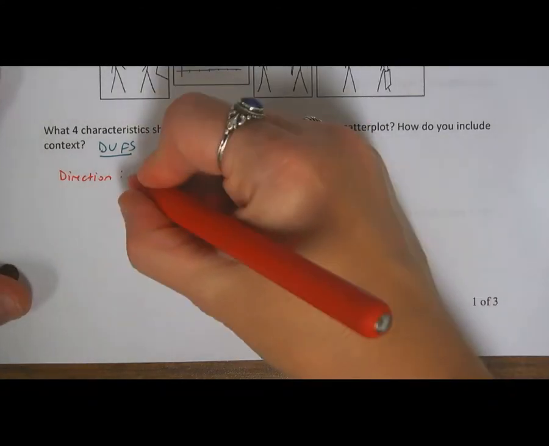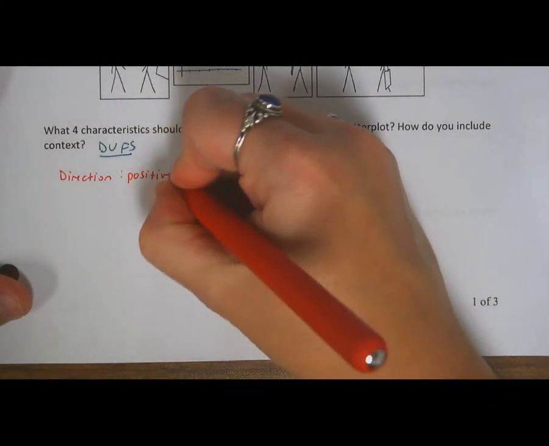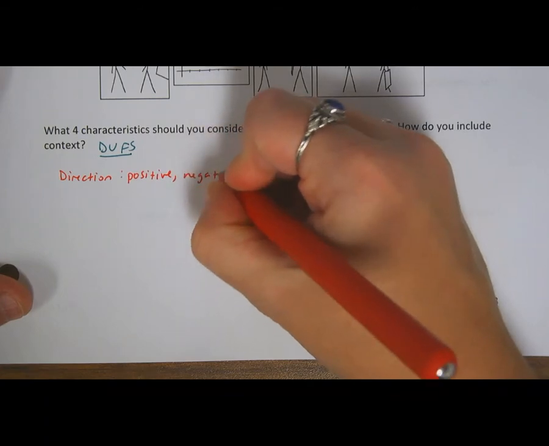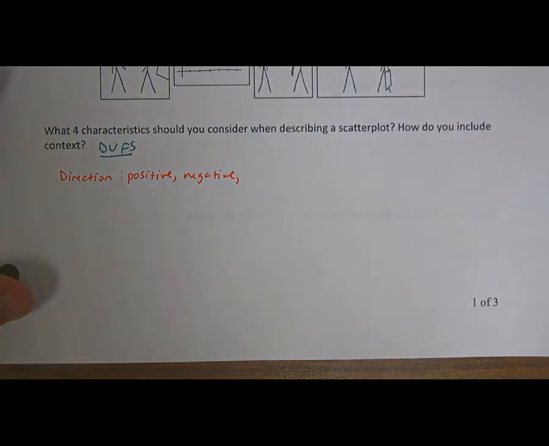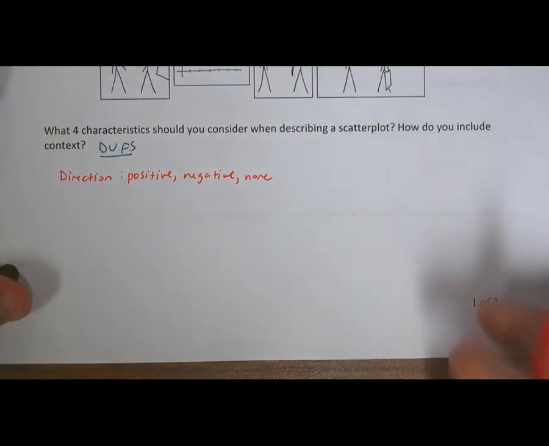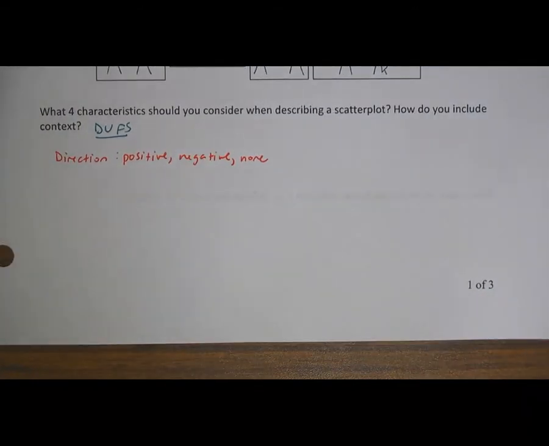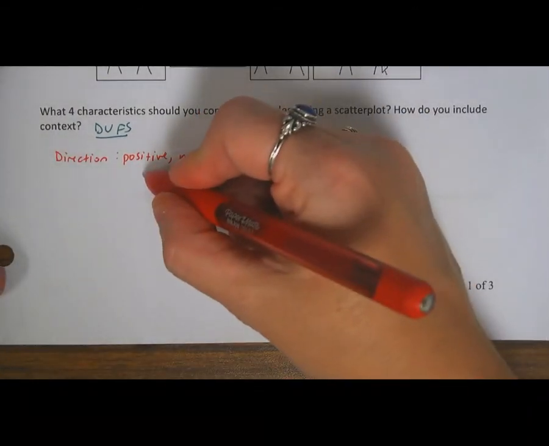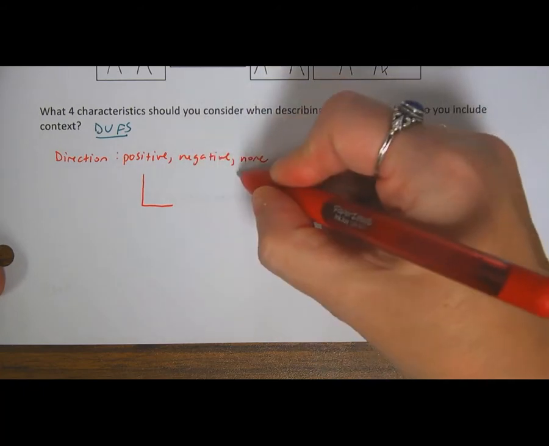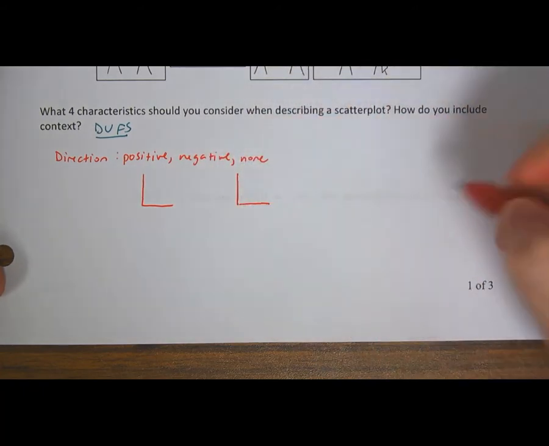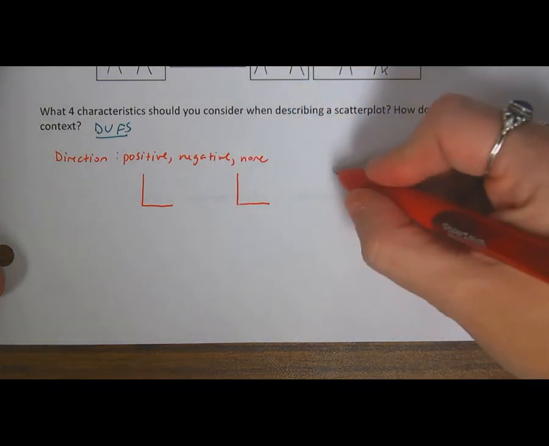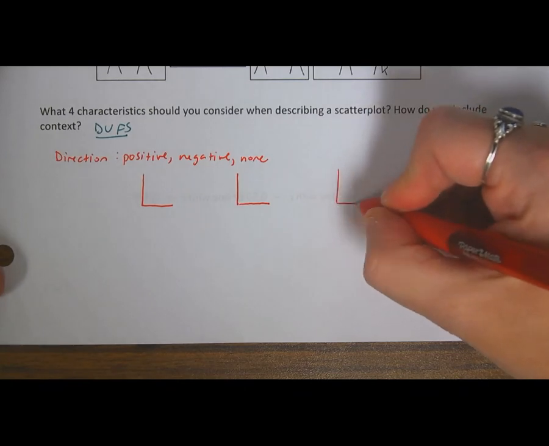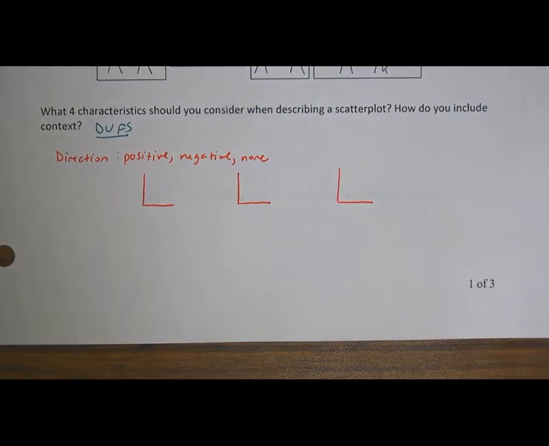Your options there are positive, negative, or none. If you want to quickly sketch out, remember we're fitting 3. We're fitting the direction, unusual features, and form on the front here. So draw these kind of small.